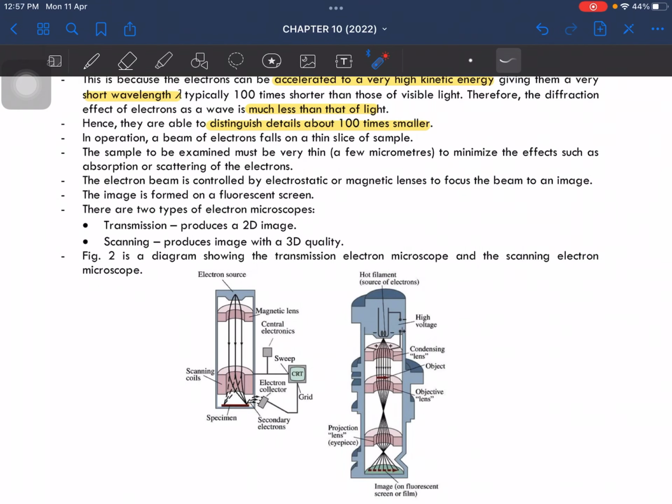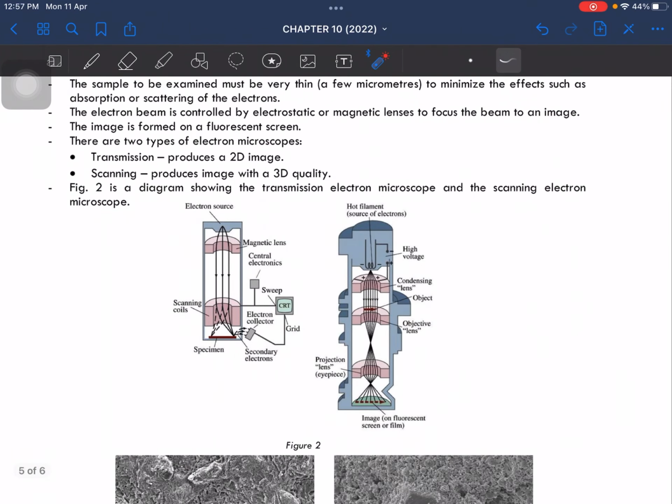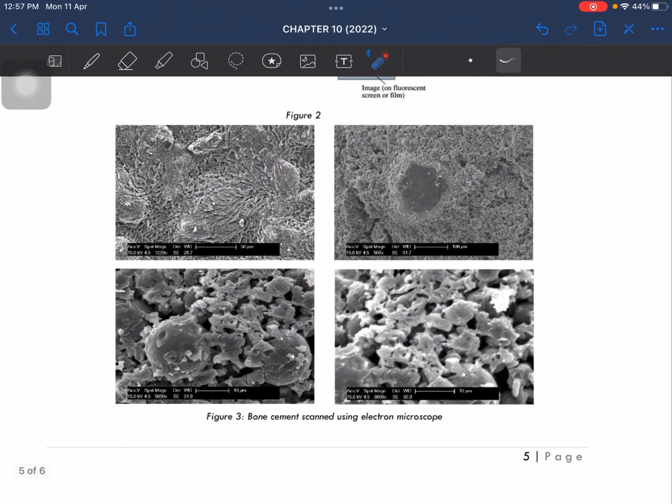There are two types of electron microscope. First one is transmission, which produces a 2D image, and scanning, which produces an image with a 3D quality. This is a diagram showing the transmission electron microscope and the scanning electron microscope. These are examples of when the electron microscope is used. You can see clearly the structure of this bone cement.